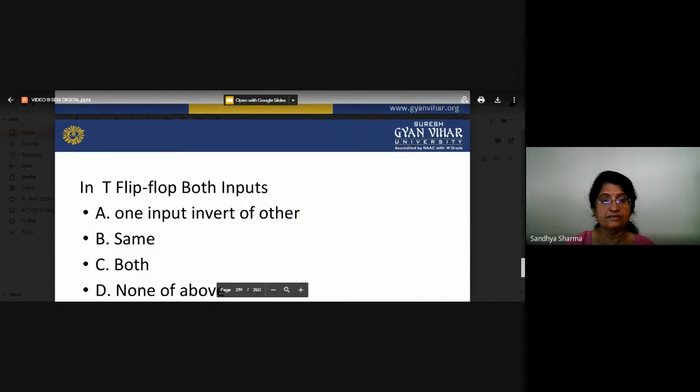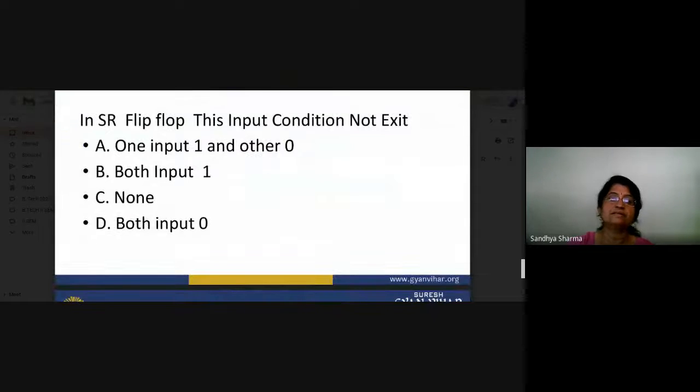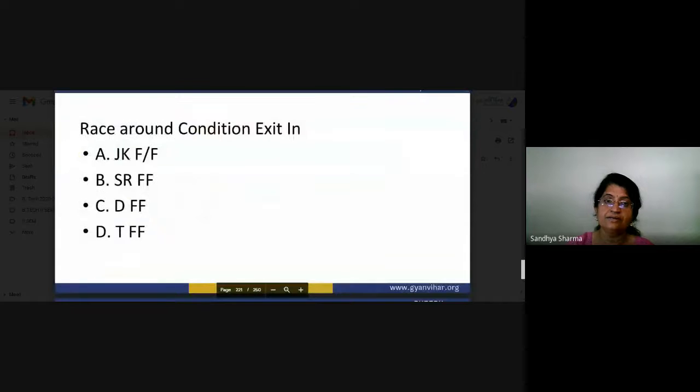Now you can see what is the role of SR flip flop. What is this input condition which will not exist in SR flip flop? So both one is invalid state. So you can also see what about the race around condition and how we can remove these conditions.